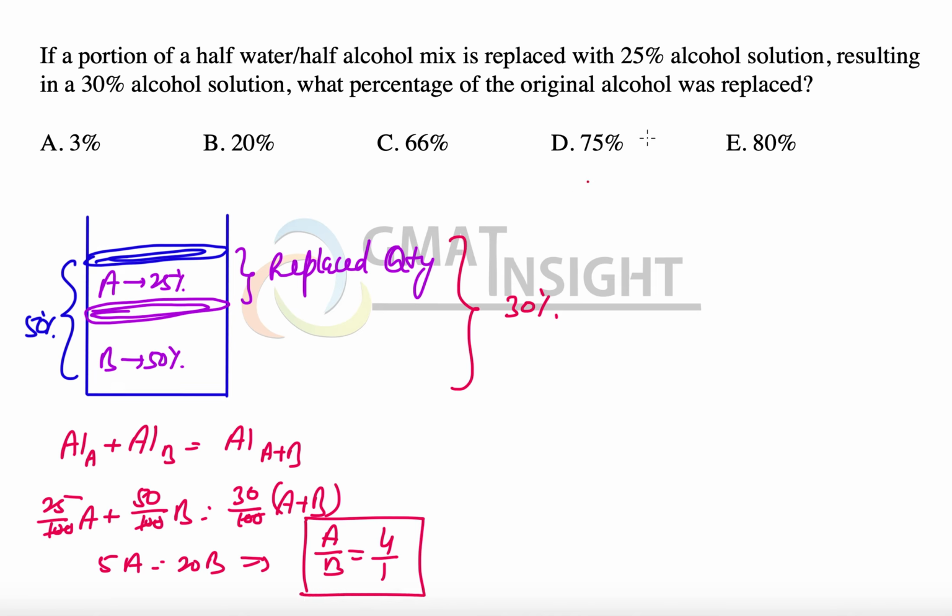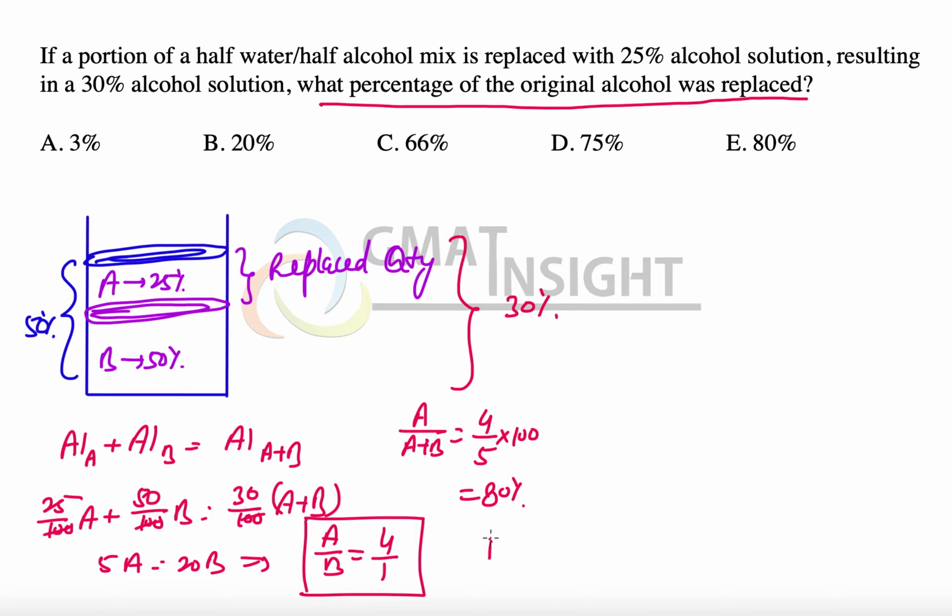Now let us see what the question is asking. The last line should be read once again. What percentage of the original alcohol solution was replaced? So we have to find out the replaced quantity over the total quantity. So the replaced quantity is 4 out of 4 plus 1, 5 parts. So the percentage becomes 80%, and therefore the answer to the question is option E.